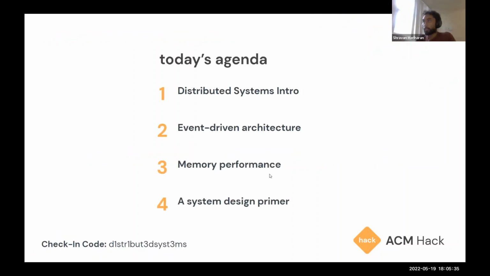But yeah, let's go to the agenda. So today we're going to hit 4 main topics. First, we're going to do a quick distributed systems intro. So we're going to explain what distributed systems are, what's this buzzword going on, what are the key parts of a distributed system, what are the key properties, and then we're going to dive into what's called event-driven architecture.